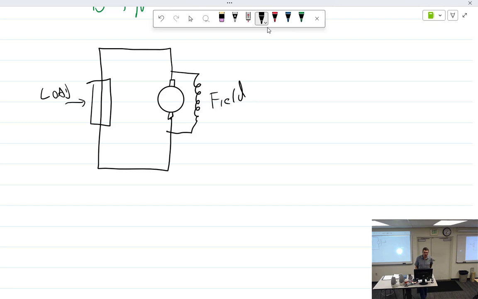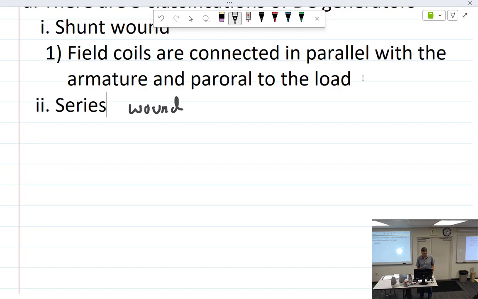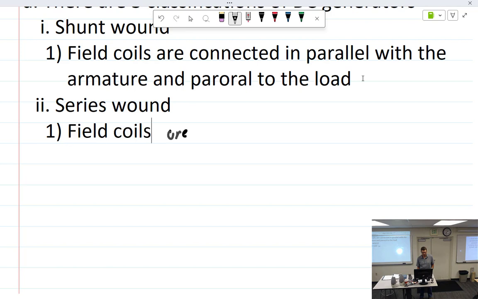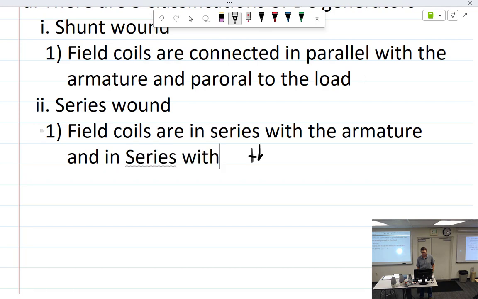Okay, thing to remember about the load is the aircraft load. How is the aircraft wired? In parallel, so everything's in parallel pretty much. Shunt wound, series wound. So field coils are in series with the armature. Series with the load? You're giving it away, man. I'm sorry. And in series with the load.